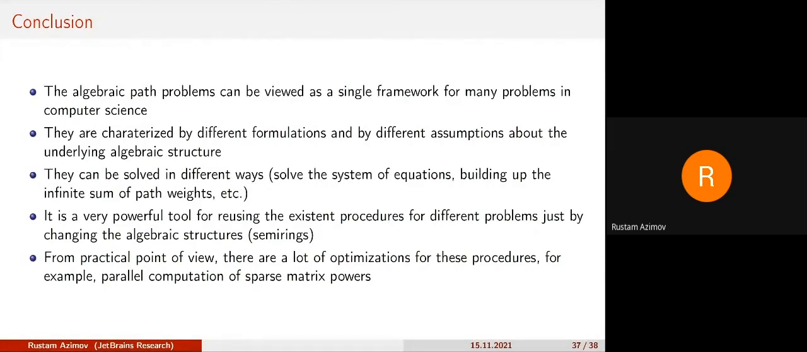But from practical point of view, we have a lot of optimizations that can be applied to these algorithms. For example, we can compute matrix operations in parallel and use the sparse matrix representation, and get a very efficient implementation of these algorithms.